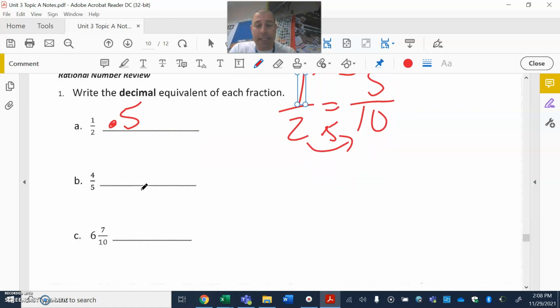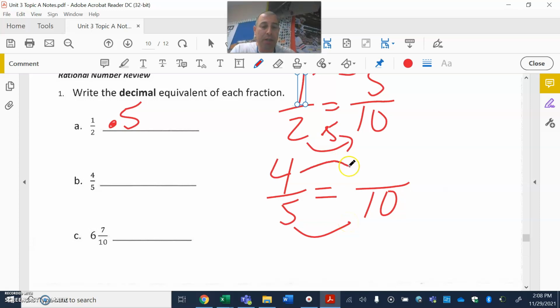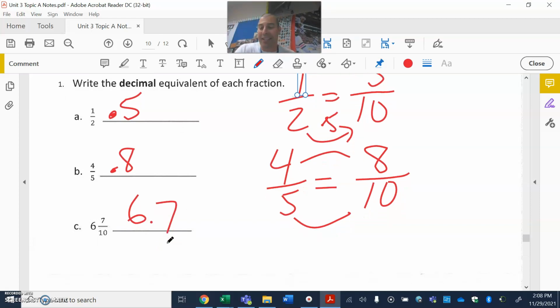4/5. Okay, same idea, is I can get my fraction down. I can try to get it out of tenths, and it works because all I'm doing is multiplying by a 2. So if I multiply by 2, I get an 8, and we can say it 8 tenths. So there's my decimal. So again, I got my decimal point, and now my 8. The last one, hey, it's already out of tenths. That's nice. 6.7, because it's 6 and 7 tenths.